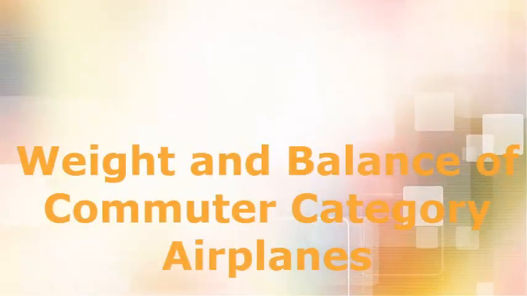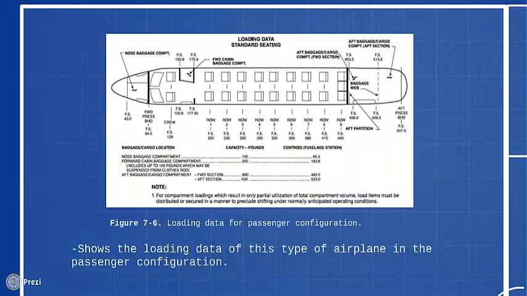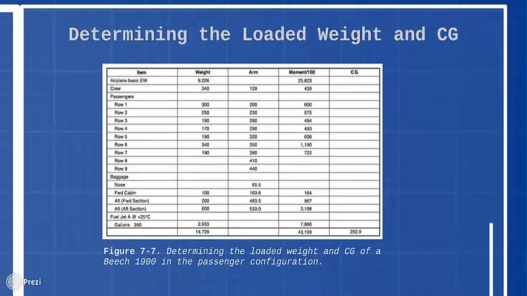Weight and balance of commuter category airplanes. Figure 7-6 shows the loading data of this type of airplane in the passenger configuration, determining the loaded weight and CG. As this airplane is prepared for flight, a manifest like the one in Figure 7-7 is prepared.